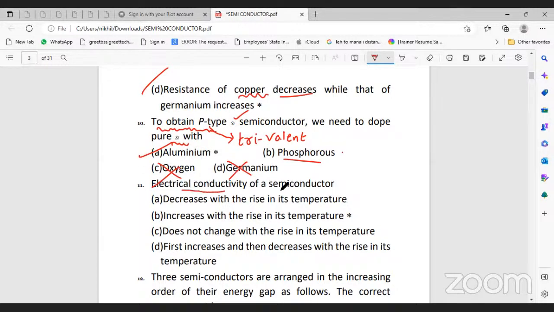Electrical conductivity of a semiconductor increases with rising temperature, right? Because a semiconductor is going to conduct if you give the temperature or if you add the impurity. So conductivity depends on both temperature and impurities. Either by increasing the temperature or by adding the impurities, electrical conductivity can be increased. So electrical conductivity increases with rising temperature.